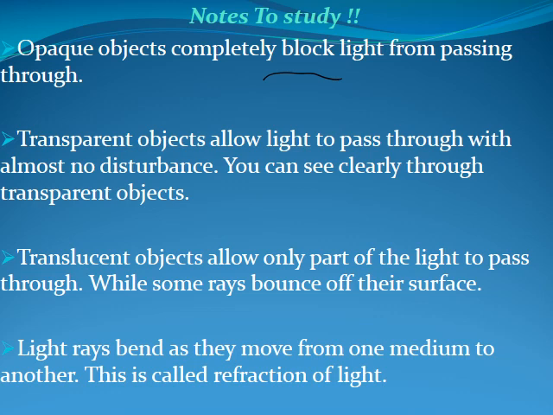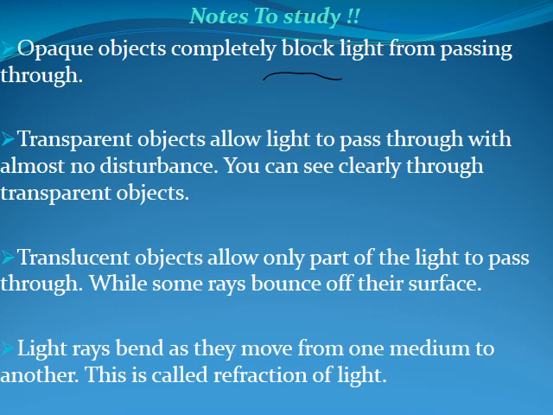While transparent objects allow the light to pass through them with almost no disturbance. They pass without any disturbance. You can see clearly through transparent objects. An example is glass, which is transparent. You can see clearly, and light can pass through perfectly well. Water is also an example of a transparent object.